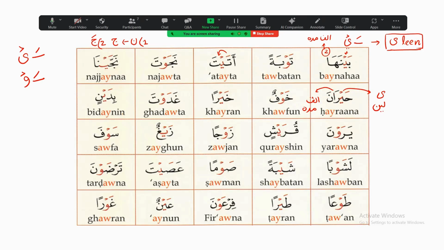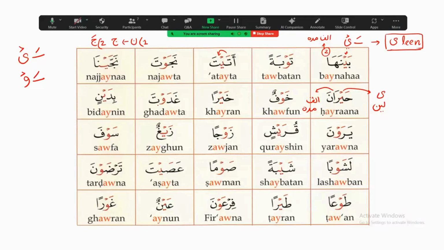Khawfun, how here is waw lean happening. Khayrun, ya lean. Ghaduta, gha for one count, do for... sorry, very sorry. Ghadawta.